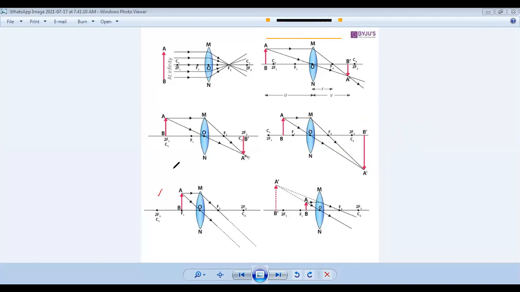Then, guys, the fifth case. The fifth case is very important, and remember, the fifth case is a reciprocal of the first case, because in the first case, when the object is at infinity, I got the image at the focal point f2. In the second case, the object is at the focal point, so where will I get the image, boys? At infinity. Yes, at infinity.